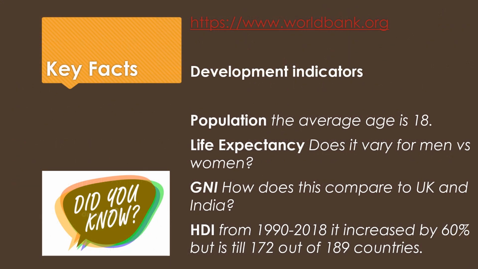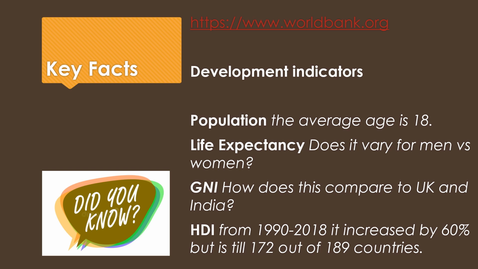Moving on, looking at our key facts then and our different development indicators. So in Malawi, the average age of someone is 18. So they have a really, really young population there. So what does that mean for things like jobs, families, education, all those types of things? Do you think it's going to mean that it's a LIC or a HIC?